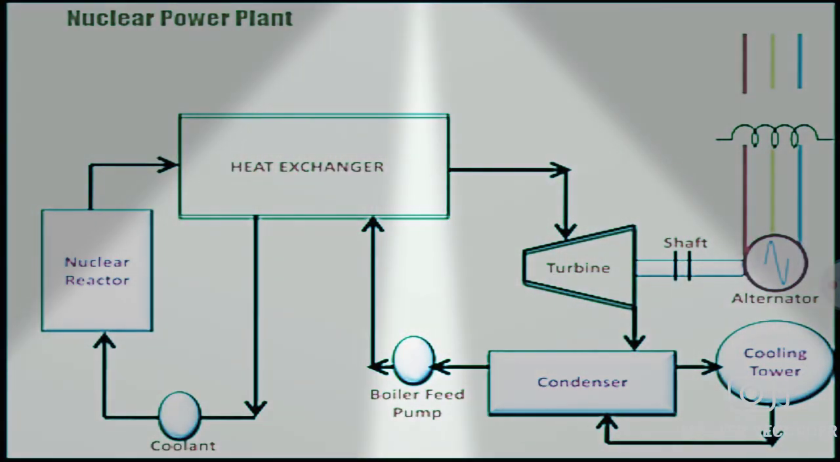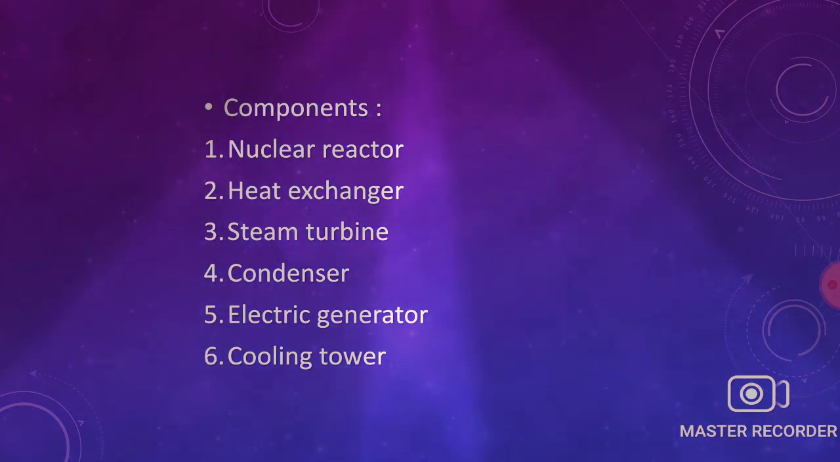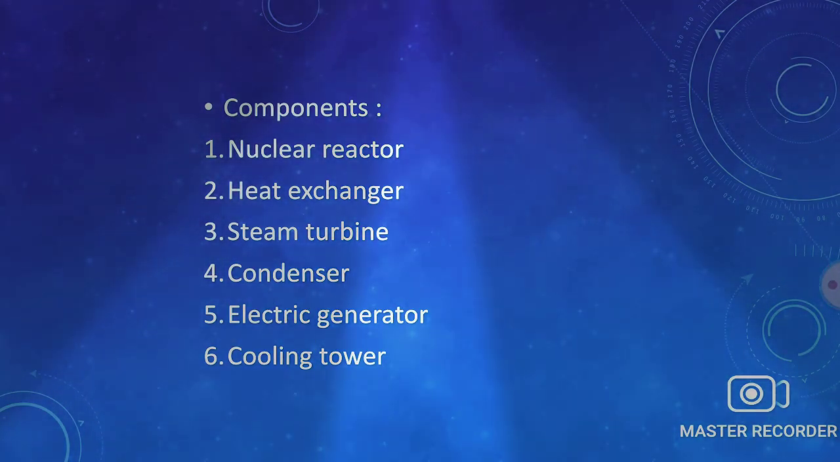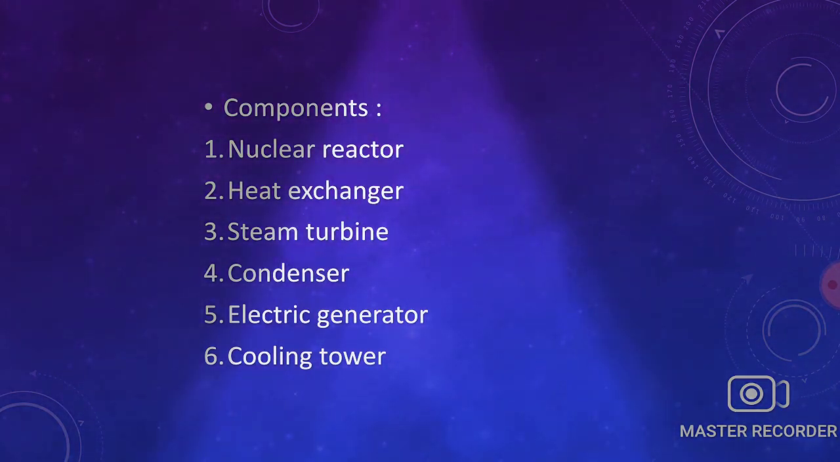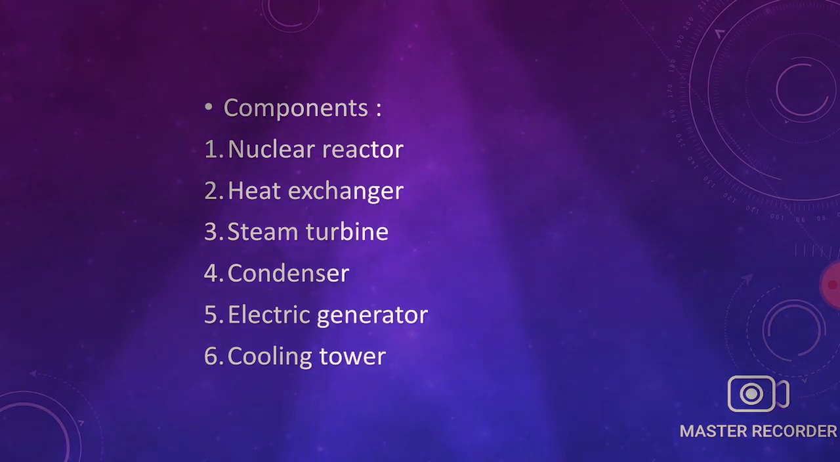Now let us see the components of nuclear power plant. What are the components of nuclear power plant? There are six components. Let us see. Nuclear reactor, heat exchanger, steam turbine, condenser, electric generator, cooling tower, etc. Now let us see one by one. First is the nuclear reactor.